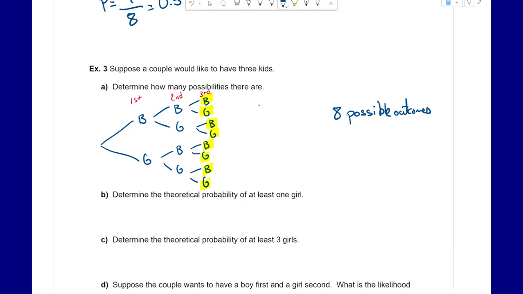If I wanted to list them all, because it does look like I have questions coming up, it might be easier if I do list them all. So they could have all 3 boys, boy, boy, girl, boy, girl, boy, boy, girl, girl, girl, boy, boy, girl, boy, girl. Let me just bring this up a little bit.